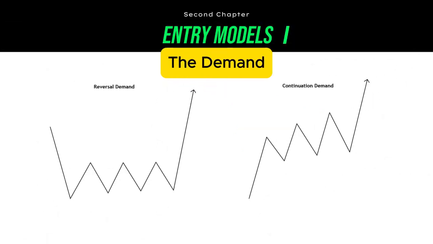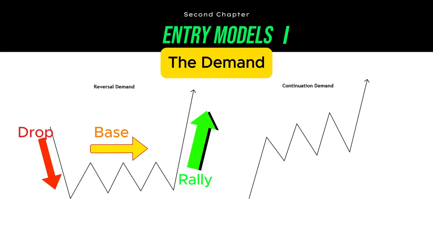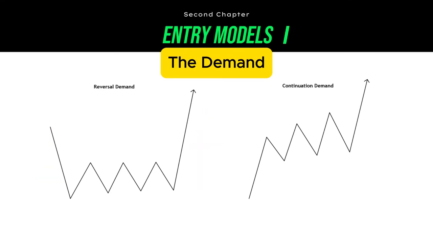Now for the demand. We also have two types of price action within the demand zones. One type is the reversal. The reversal is seen by price going down, creating a consolidation or ranging market. Then the price breaks all the way upside. This movement is named as a drop, base, rally. Then the second type of demand is the continuation.